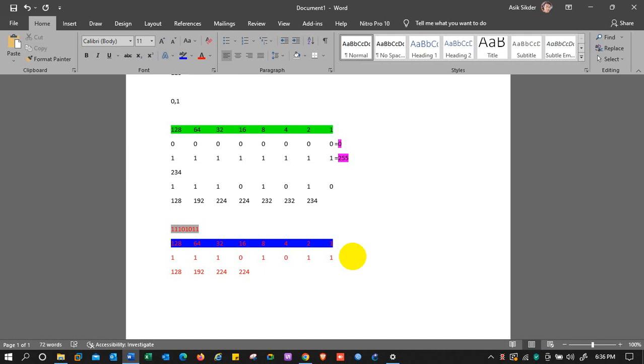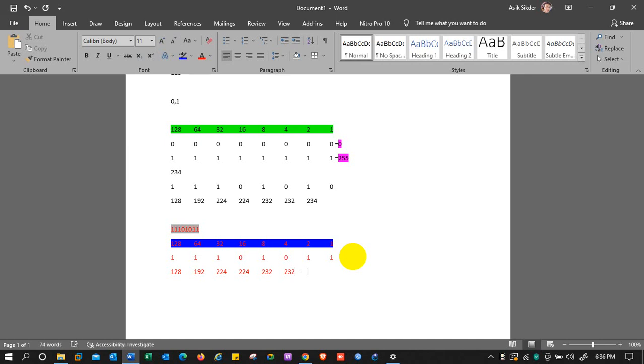Then we have got 0, and this 0 means 224 again. There is no value. And then we have got another one. It means we have to include this 8 with 224. It means 232. Then we have got another 0. That means 232 will be added here. There is no change.